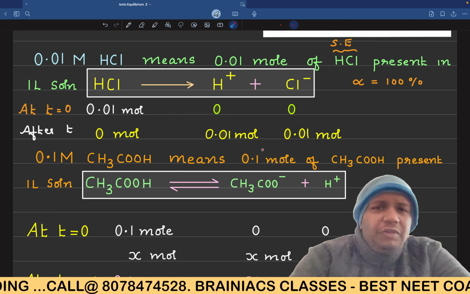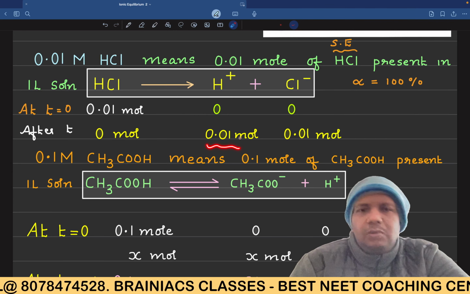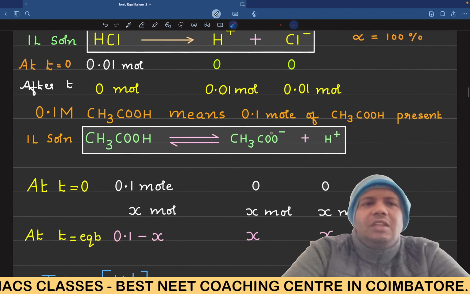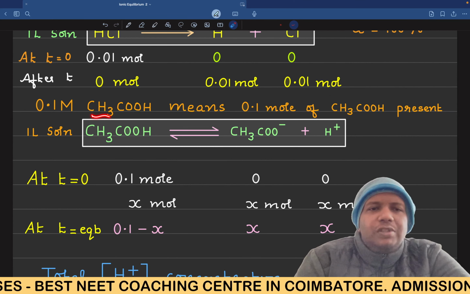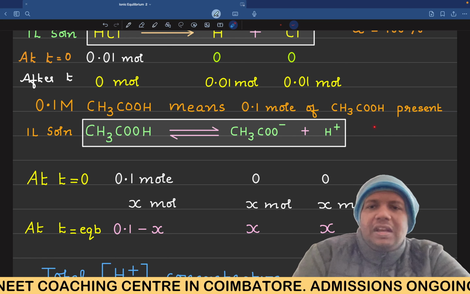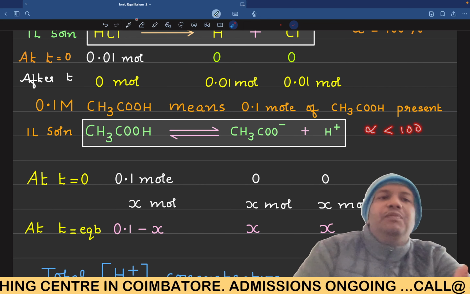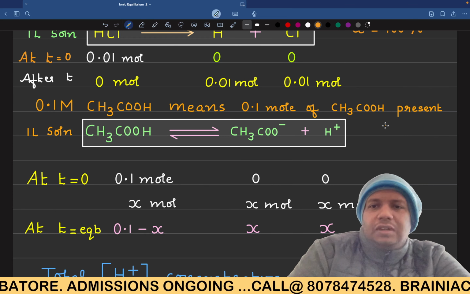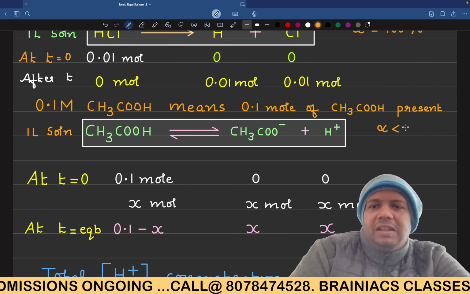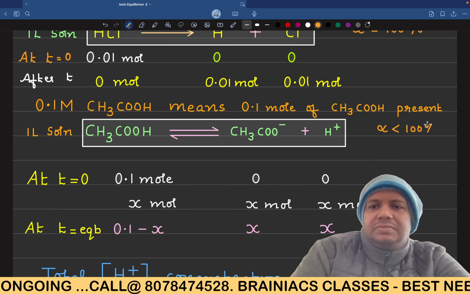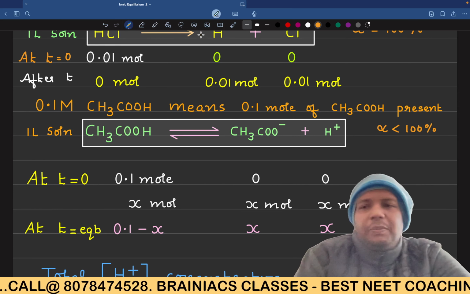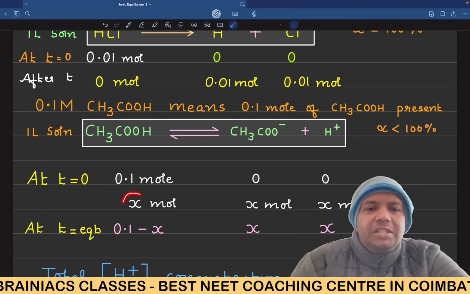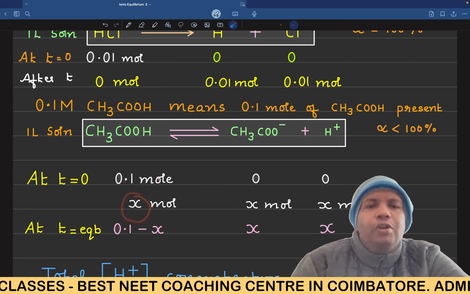Now we know that the H plus generated in the medium is 0.01 mole, because we need to calculate pH. Now let's take the weak acid, that is CH3COOH. We know this is a weak electrolyte. Surely its alpha value would be less than 100%, and we don't know what it is. That is the most important thing. It is not mentioned in the question. If you know the exact alpha value, then only can we calculate how much is dissociated from 0.1 mole.